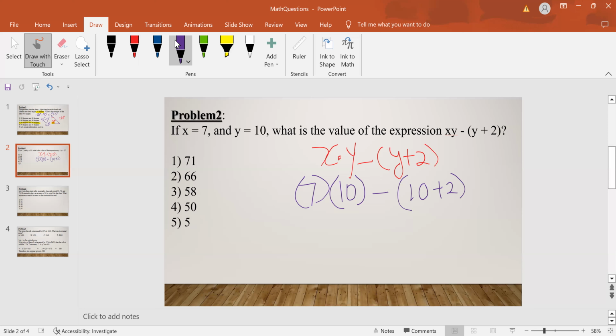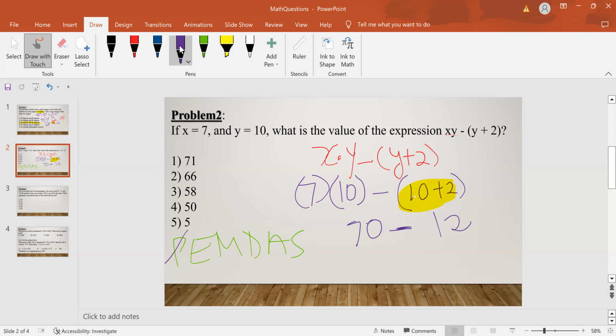So based on the order of operations, which is PEMDAS, we do what we have inside the parentheses first. That is a quick review. P is parentheses. Now in the parentheses, you have 10 plus 2, and 10 plus 2 is 12. So you have a 12 here. Now the negative sign is here, and 7 times 10 is 70.